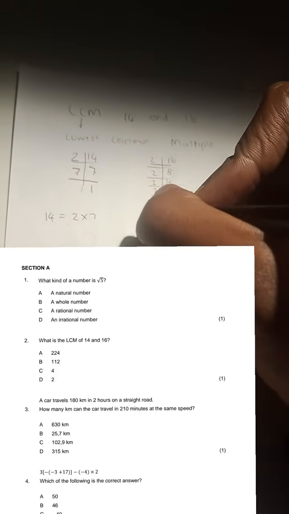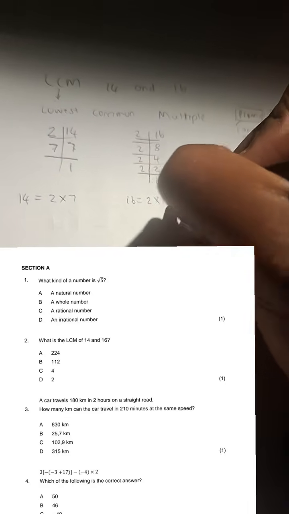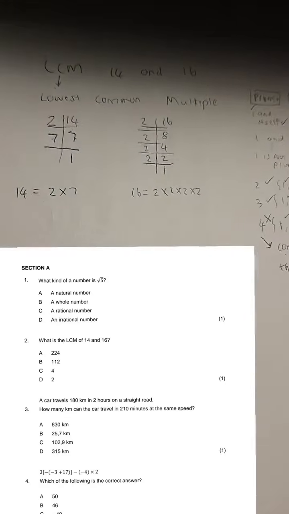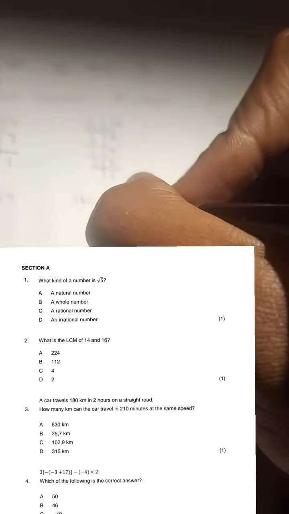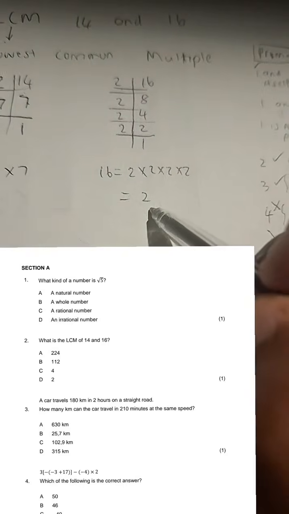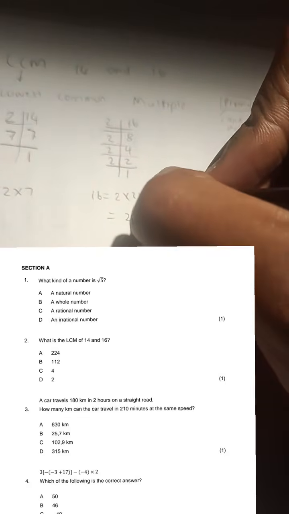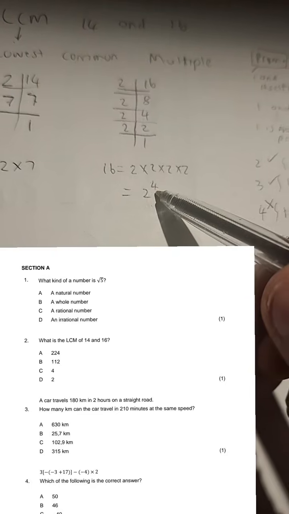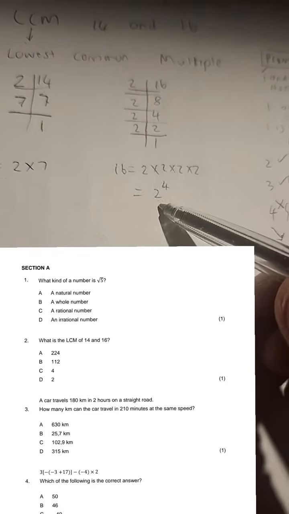Then we write down 16 is equal to, how many times do we have 2? 2 times 2 times 2 times 2. But then we can express this as a product of prime factors. Since it's 2 by itself, we can say 2. How many 2's do we have? 1, 2, 3, 4. So we write the exponent 4, which is an indication of how many 2's we have.